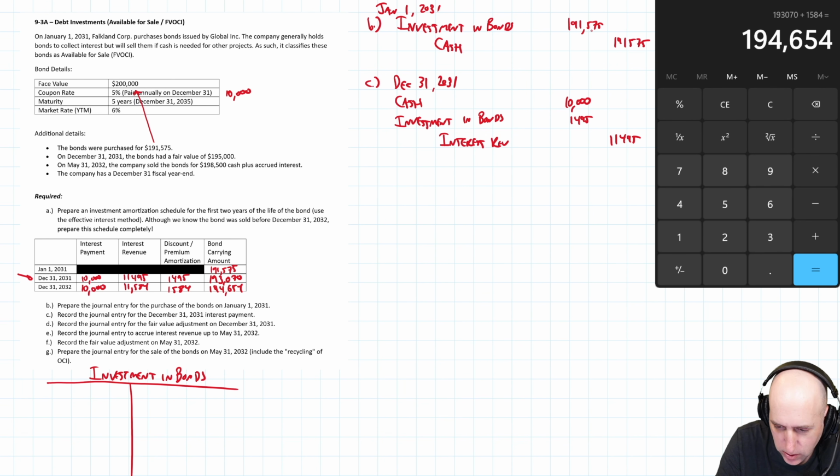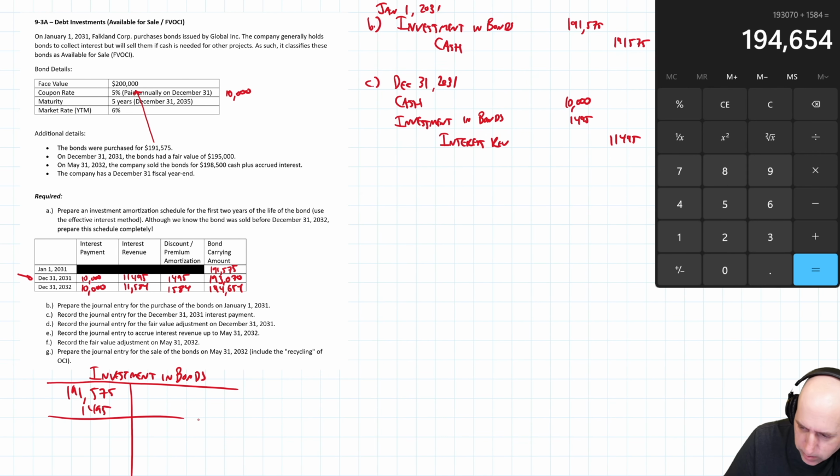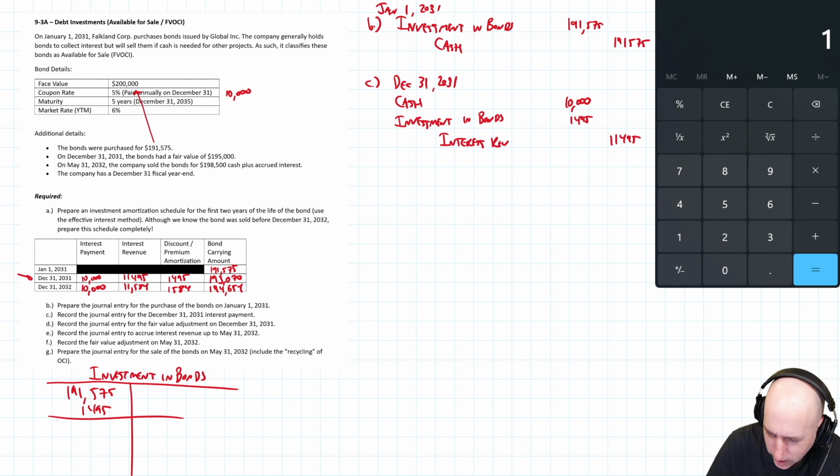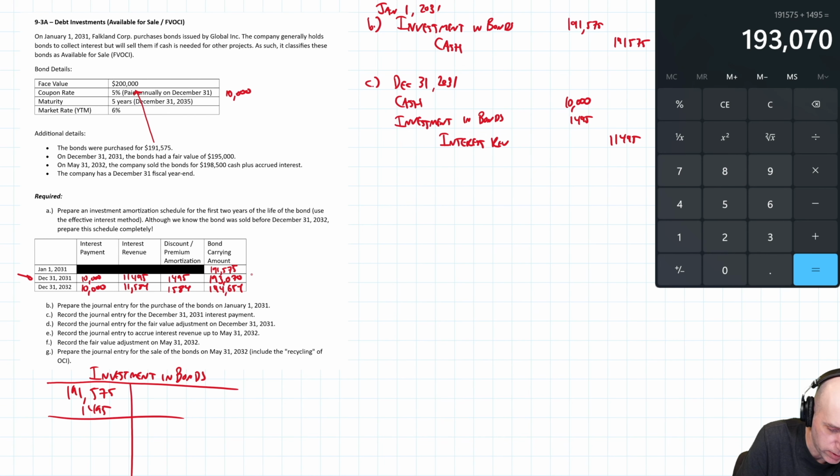I'm going to make a T account here for my investment in bonds, just to keep track of it. So I'm starting at 191, and I highly recommend you do this as well. The question didn't ask for it, but it's going to come in handy. Started at a debit of 191,575. I've just debited it by $14.95. So where's my bond sitting? 191,575 plus $14.95. It's sitting at 193,070, which is exactly where we figured it would be.